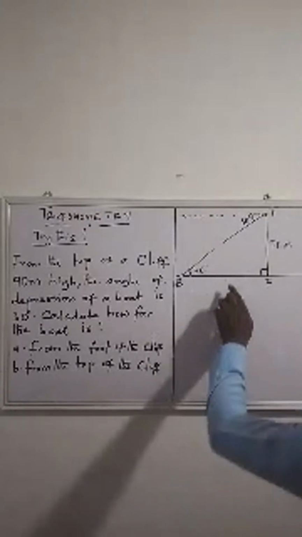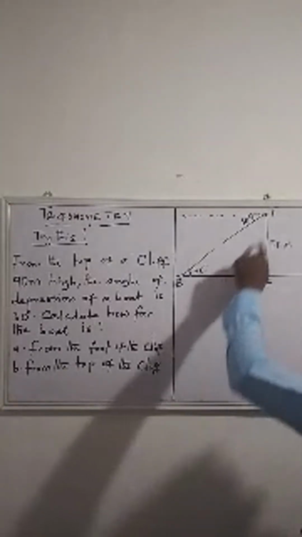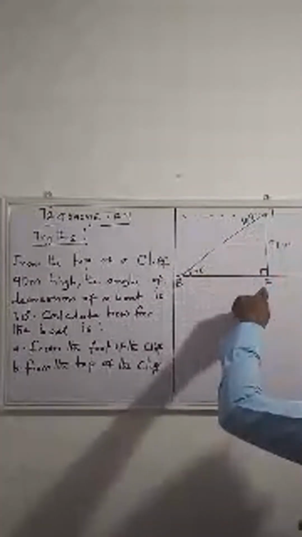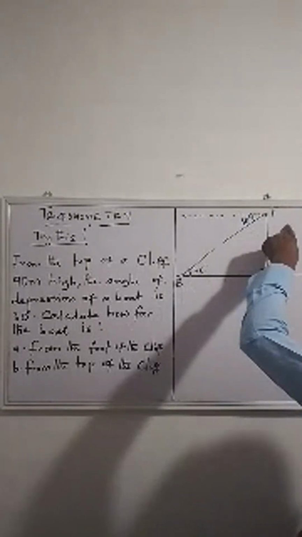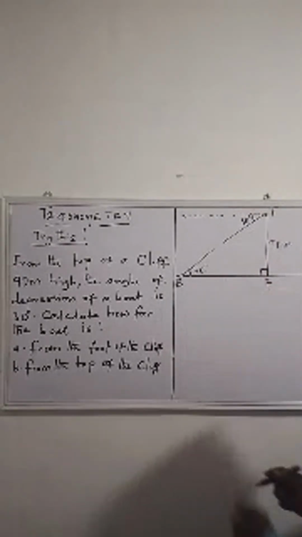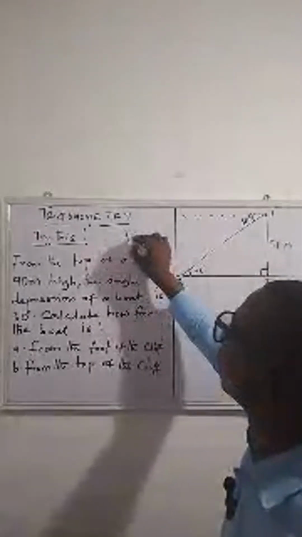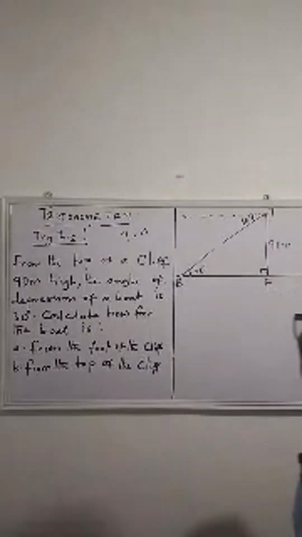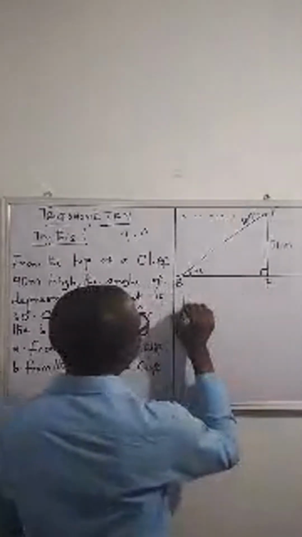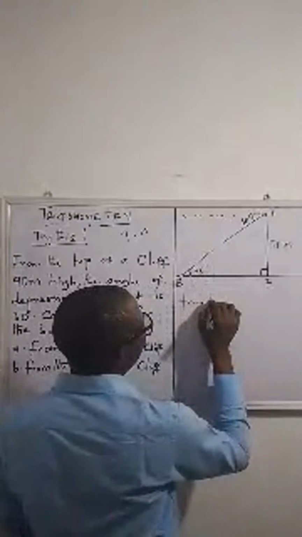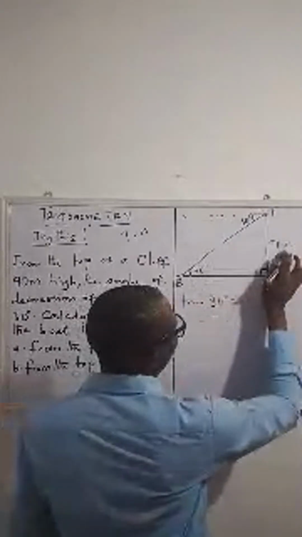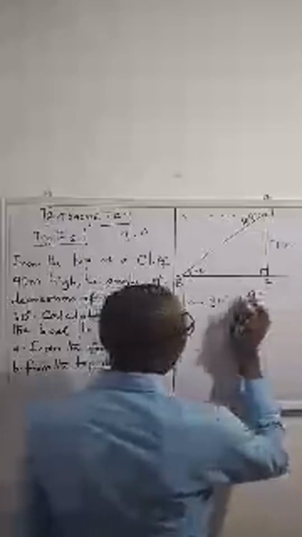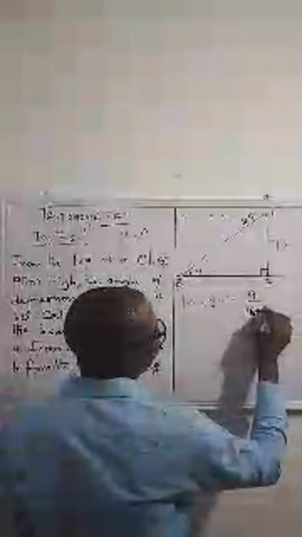Now look at this. This is the adjacent of this triangle TBF. This is the adjacent and this is the opposite. So we are making use of TOA. TOA is opposite over adjacent. So we write tan 30 degrees equals opposite, which is 90, over adjacent. Adjacent here is BF. We don't know that.